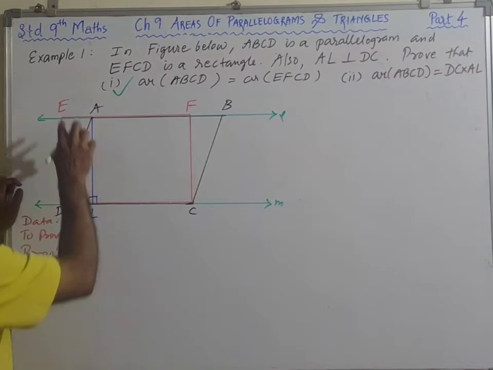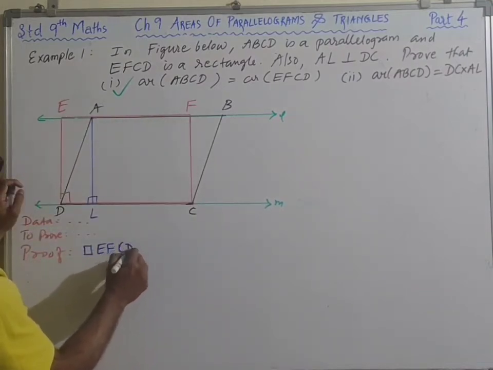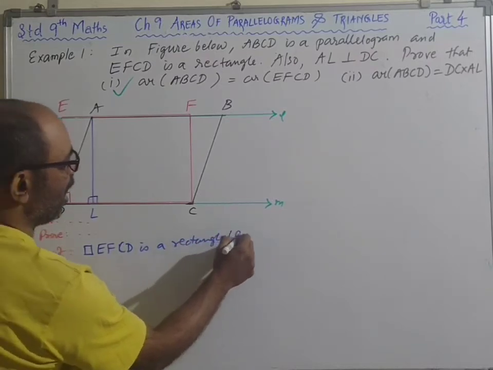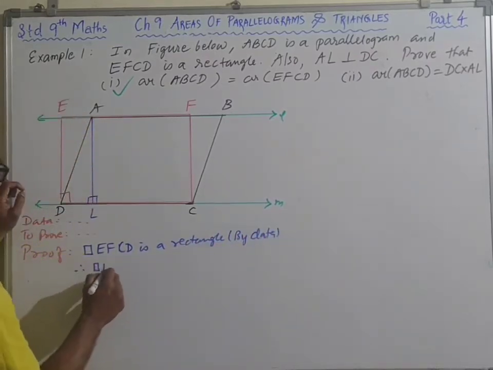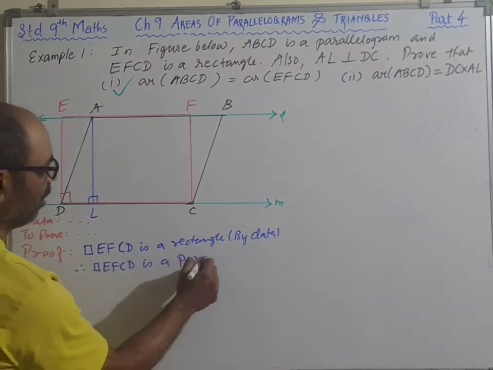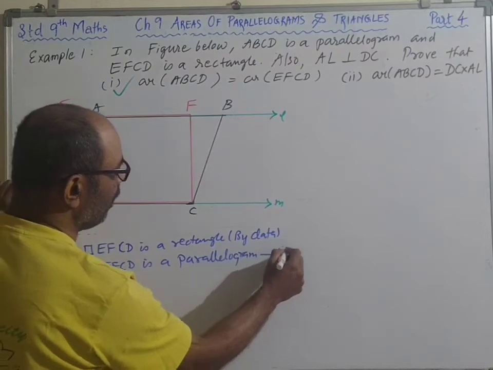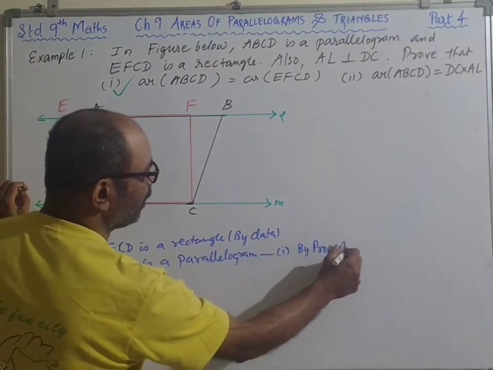Quadrilateral, which one? EFCD. EFCD is a rectangle by data. Therefore, quadrilateral EFCD is a parallelogram. Call it 1 by property.